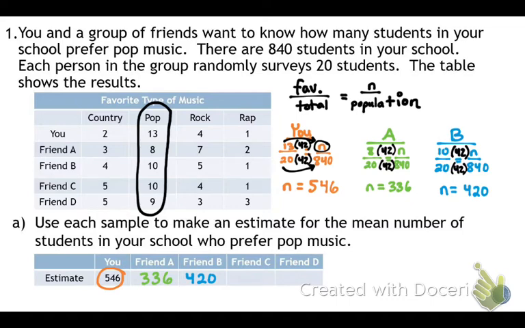Who notices something interesting about friend C? He has a bunch. The same thing as who? Notice friend B found out that 10 people liked pop music. Friend C found the same thing. So instead of redoing all the work that we just did, I'm going to write here friend C is the same as friend B. And how much was that? 420. So I'm going to put 420 underneath friend C. I want you guys to try to do friend D on your own.